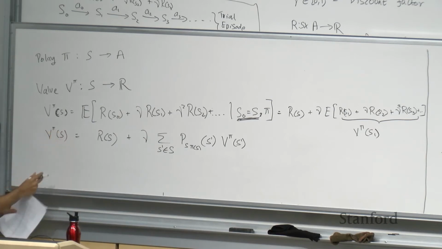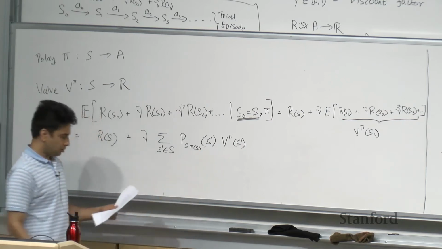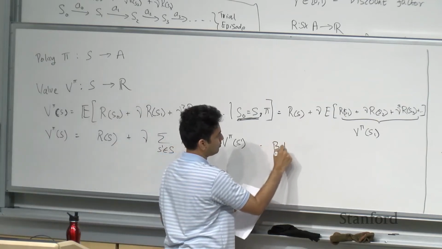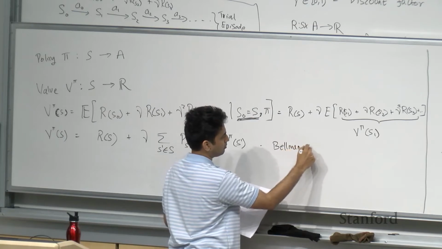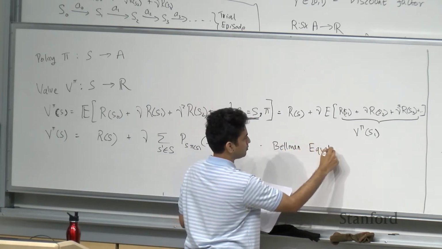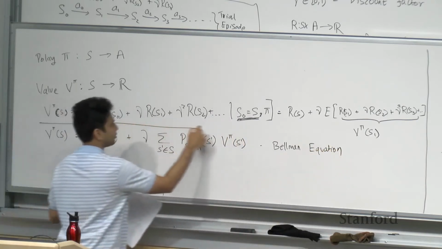And this equation, V pi S, where V is defined recursively, right? So we have V on the left and V on the right. This recursive equation is also called the Bellman equation. Right? And let's put a box because this is important.